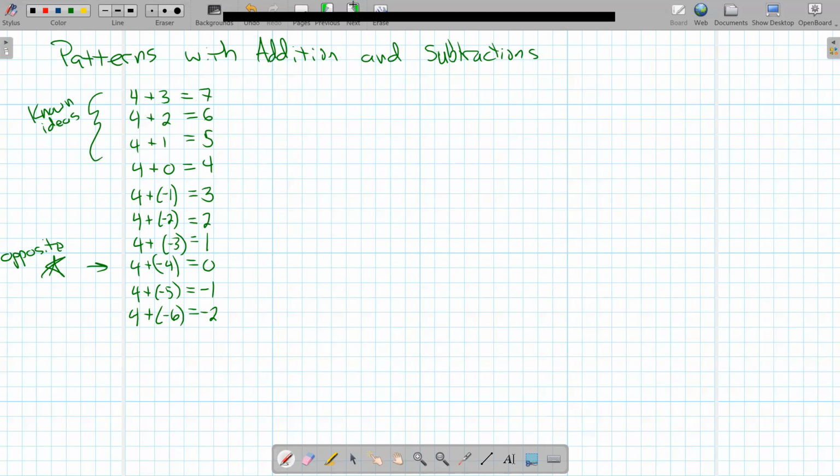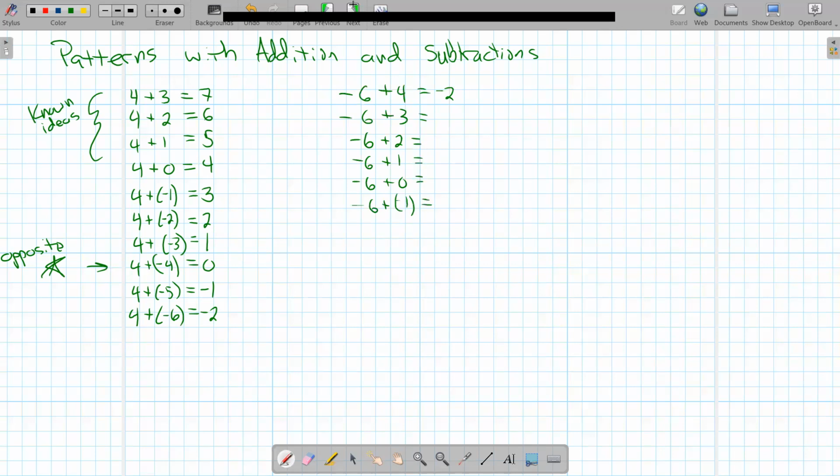And then I can move things around. Like we learned that it doesn't matter whether I do 4 plus 3 or 3 plus 4. And same thing down here. If 4 plus -6 is -2, well, that means -6 plus 4 must also be -2. And we could continue a similar kind of pattern. What if we just start playing with -6? -6 plus 3. -6 plus 2. -6 plus 1. -6 plus 0. -6 plus -1. What are these going to be? Is there going to be a pattern here, just like there was before?